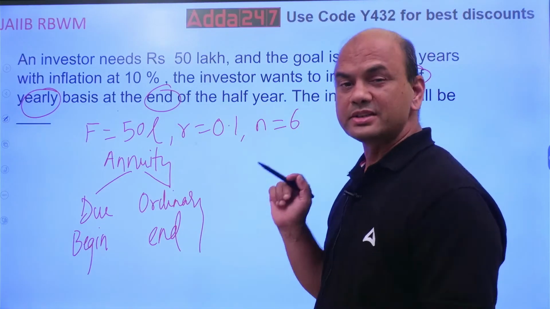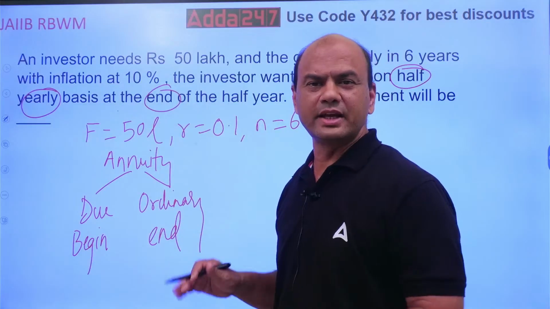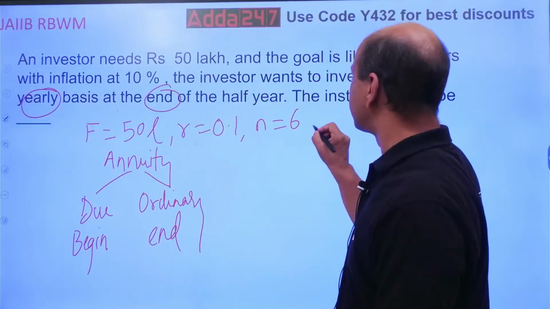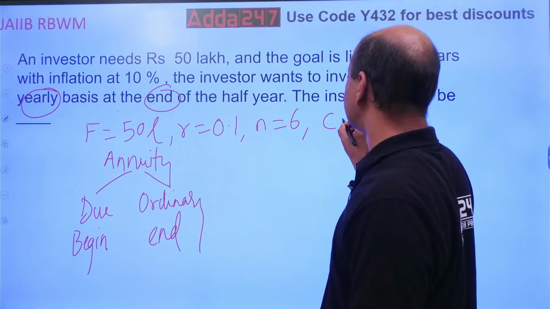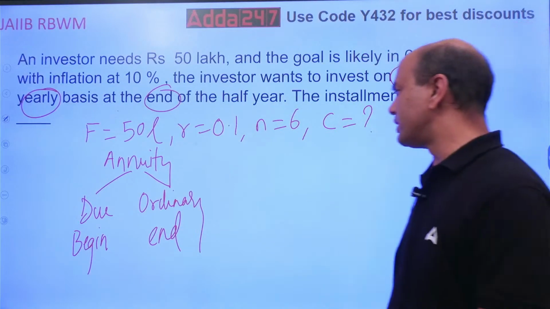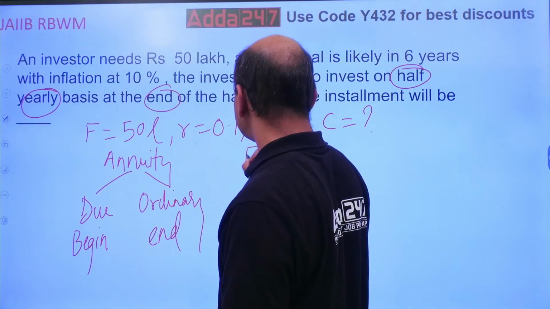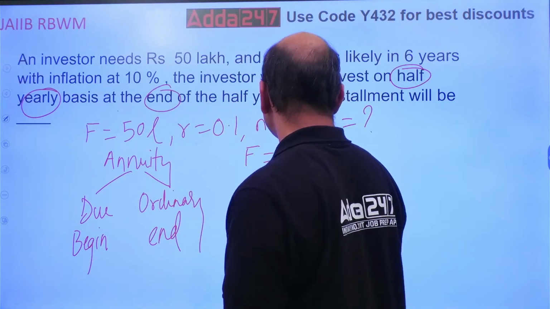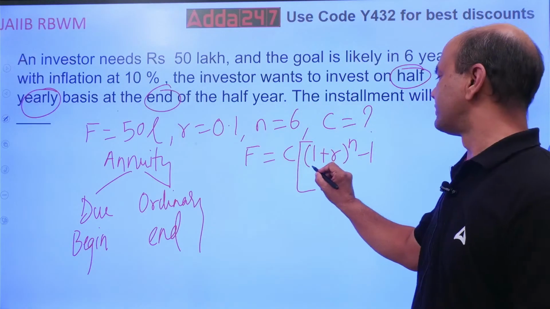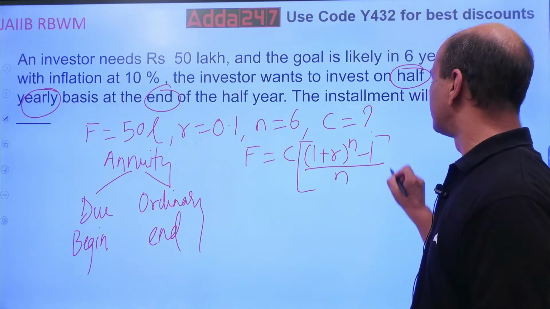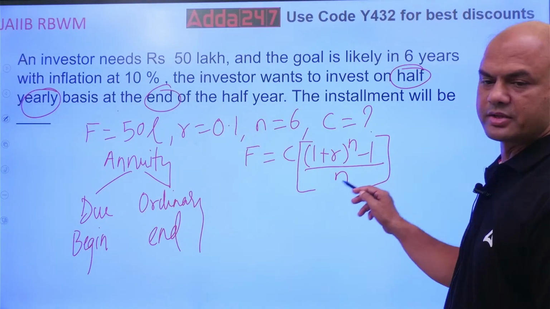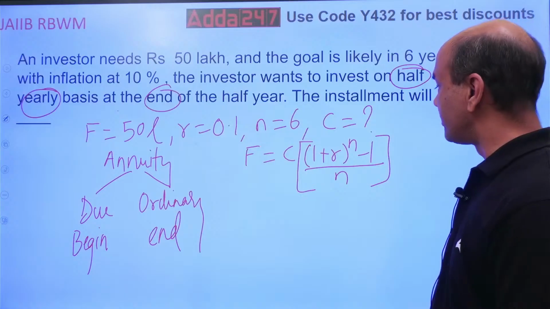Now, the formulae are slightly different. Not totally different, slightly. So here the future value is given. You want the present investment, let's say we call it C, the investment after every 6 months. So the formula is F equals C into 1 plus R raised to N minus 1, the whole upon R.